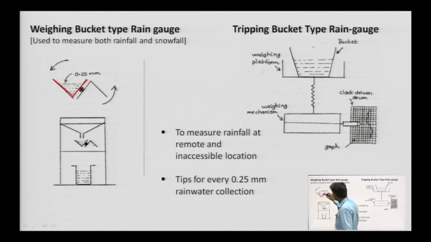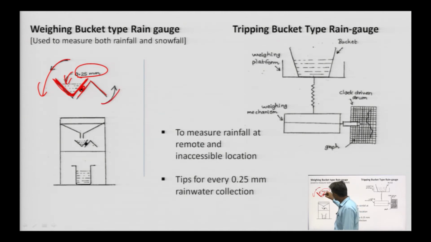This is the container, in this shape, and it is spring attached. When the water comes with this intensity, 0.25, the dimensions are selected in such a manner that this much quantity of water gives its weight in such a way that it turns down. In turning down, the known quantity of water and the time have been recorded, have been noted, through this.